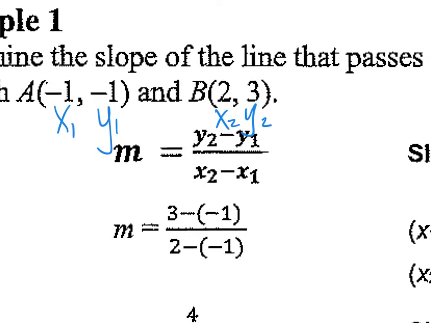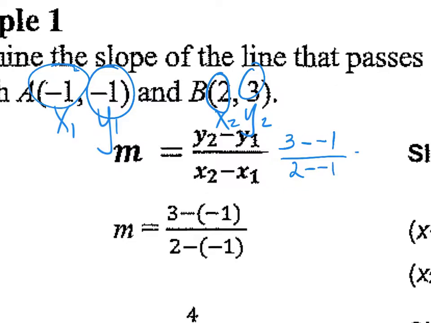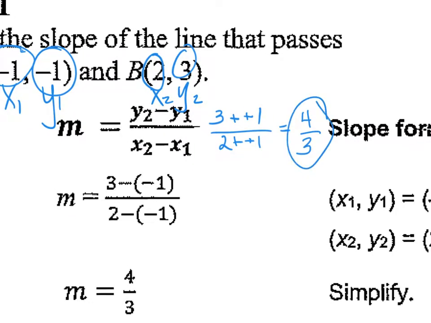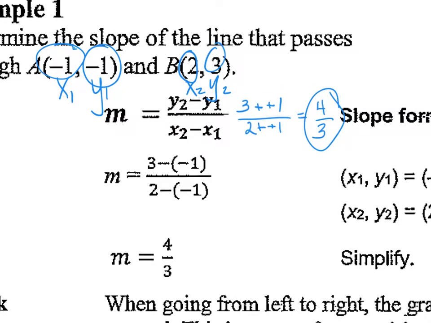Then I'm going to plug my numbers into that formula just like we've done before. So y2 was 3 minus y1, which was -1. So I'm going to write 3 minus -1. Subtracting is always a part of that formula. Even if you have a negative, you want to put minus negative. Then on the bottom, I've got x2, which was 2, minus x1, which was -1. So 3 minus -1 is going to give me 4. 2 minus -1 gives me 3. So that's my slope, 4 over 3.